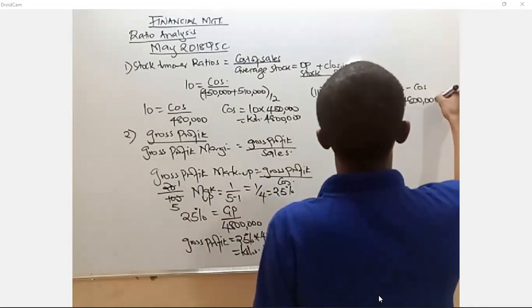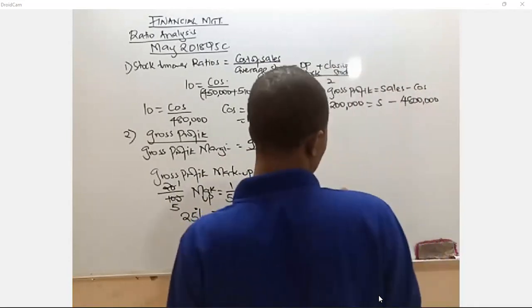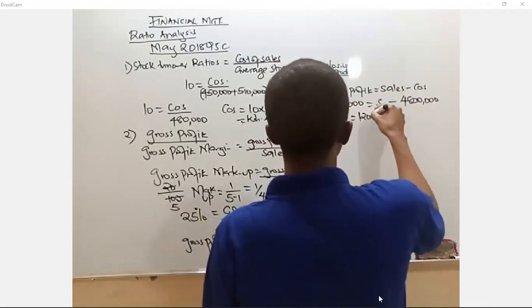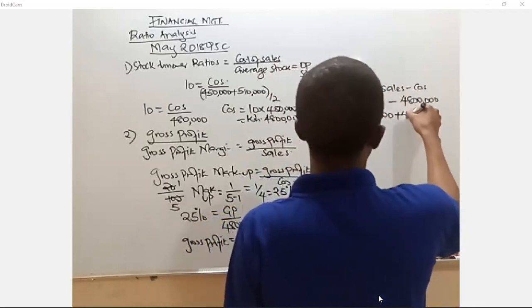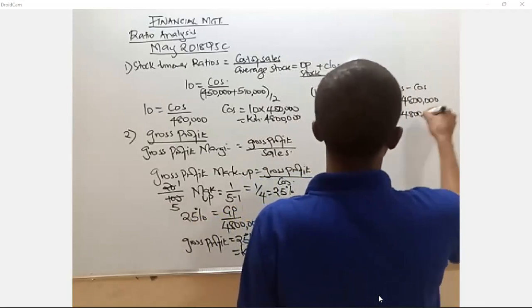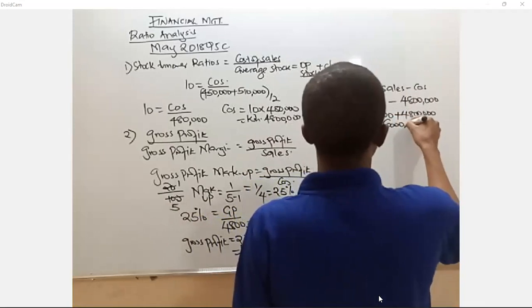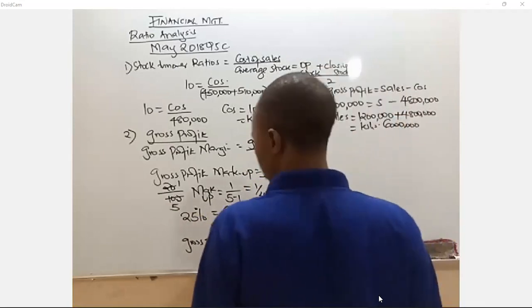Remember here, there is not even a formula you're using. Here we just use the common sales. So to get my sales, it will be 1.2 million plus 4.8. So how much are you getting here in Kenya shillings? Should be 6 million.